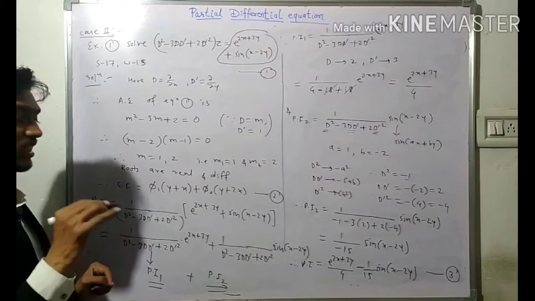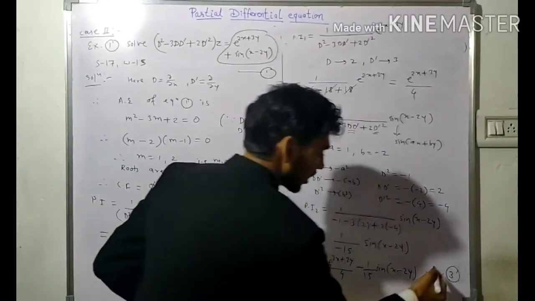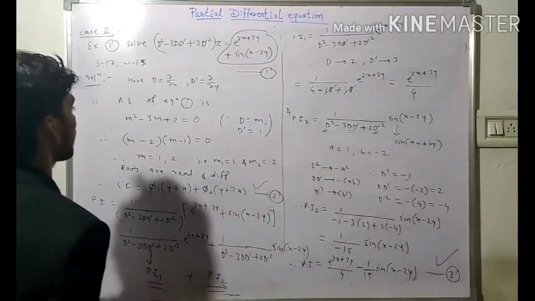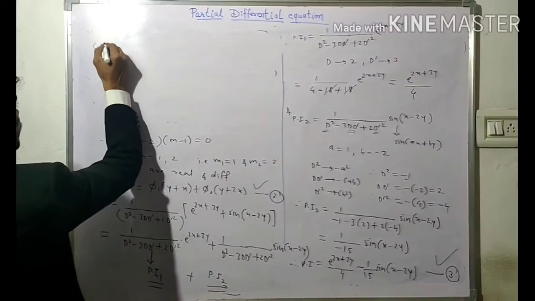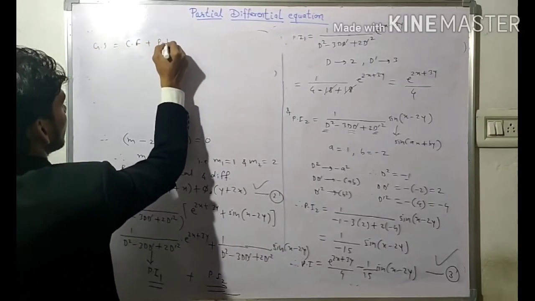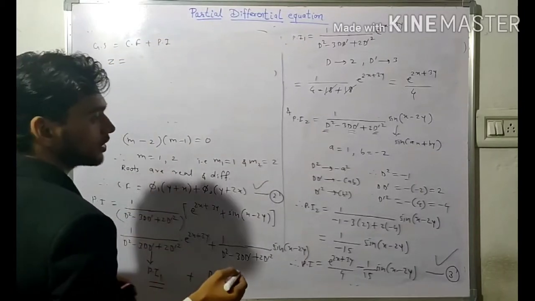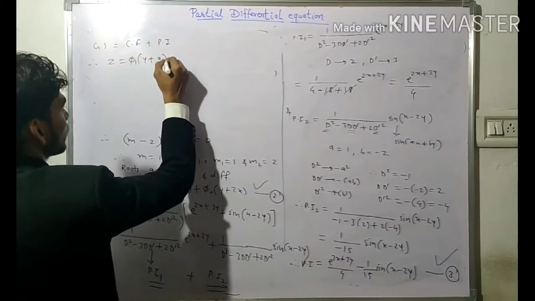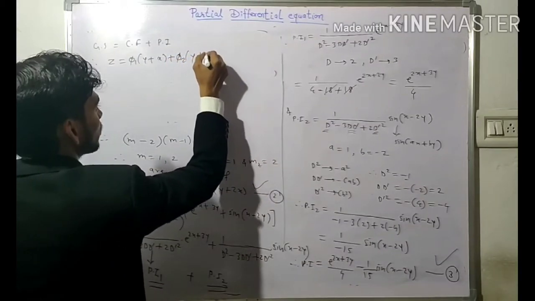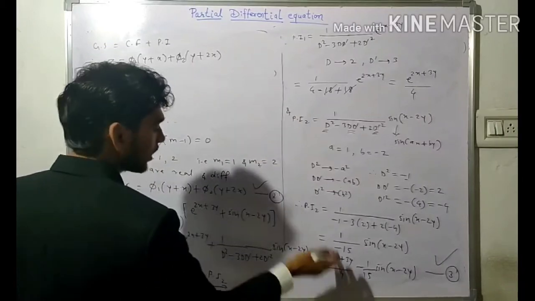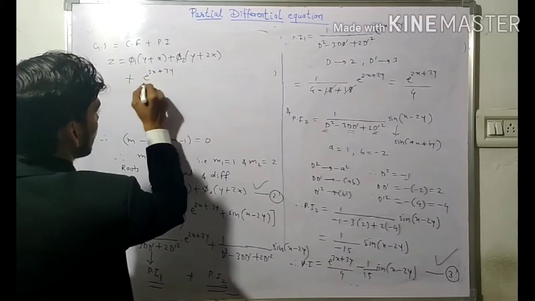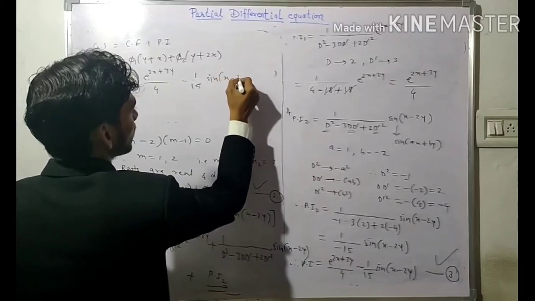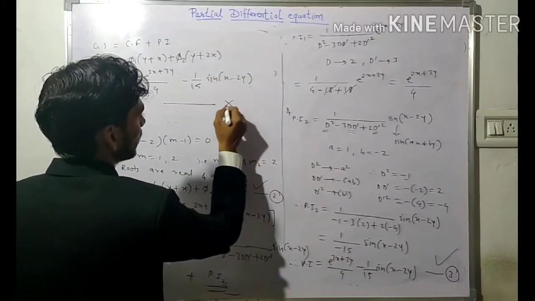Now the complete solution is CF plus PI. So from equation 2 and equation 3 we will get the general solution. So the general solution is equal to CF plus PI. Therefore the general solution Z equal to CF. So CF from equation 2 is phi 1 of (y plus x) plus phi 2 of (y plus 2x), plus PI, and PI is e to the power 2x plus 3y by 4 minus 1 upon 15 sine of x minus 2y, is the required solution.